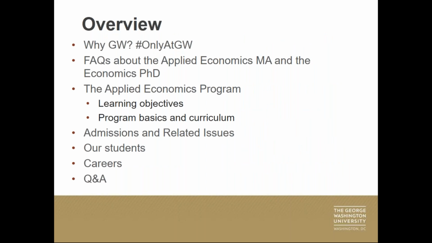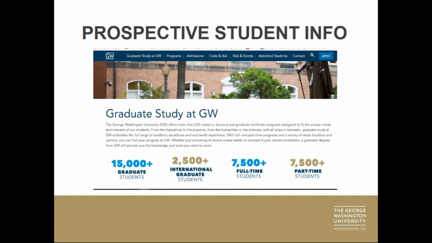So let me go into the program now. That's enough about me. Why GW? And here's the list of the topics that I'm going to go through today. There are about 7 broad topics here. First, I'll talk in general about GW. Then I'll go into specifics about the Applied Economics program, some details about admissions and related issues, talk a bit about our students, the kind of work students do after that. And again, as I mentioned, leave time for a Q&A at the end.